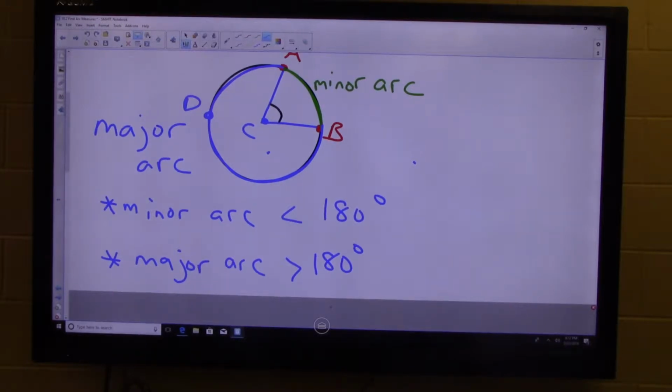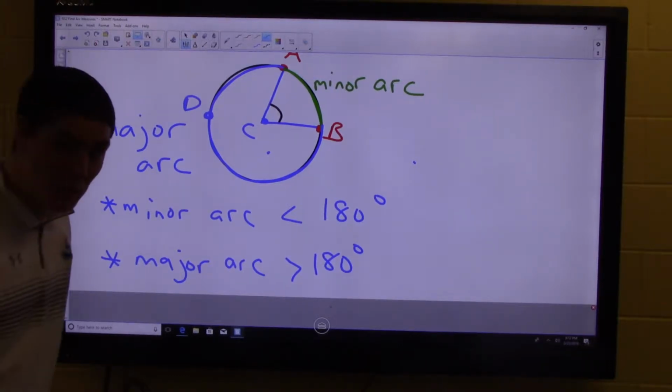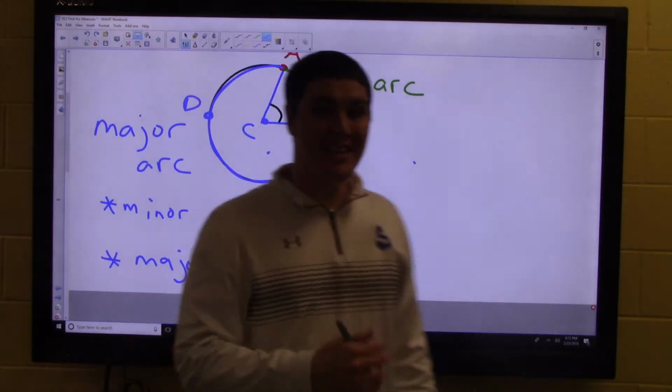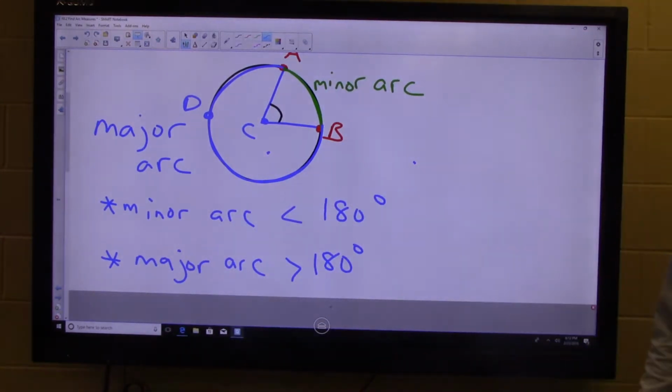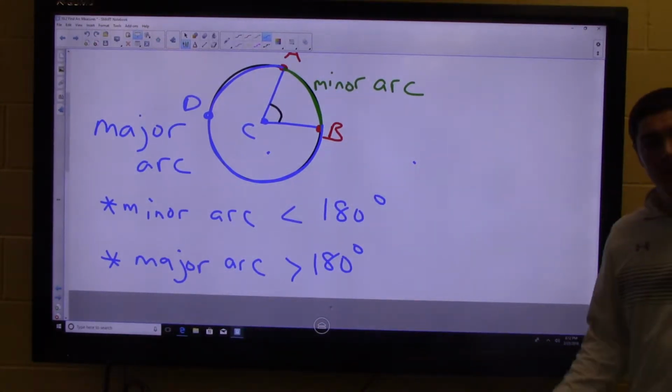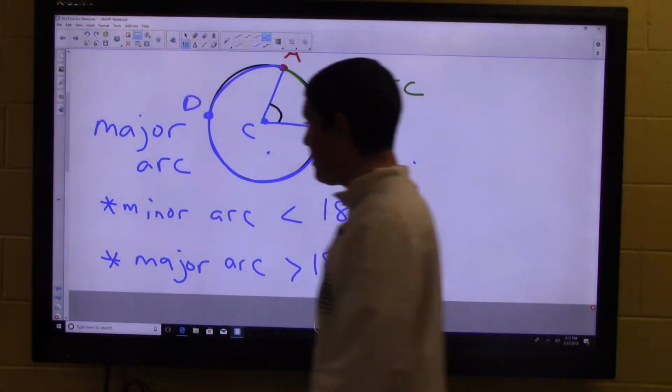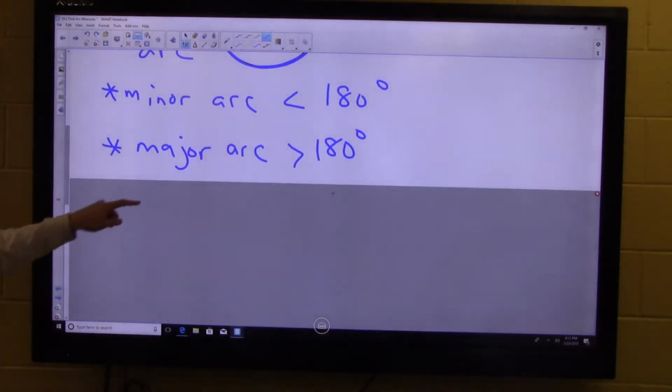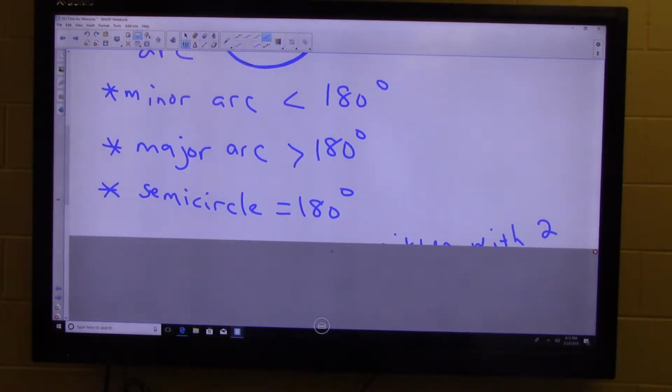We haven't talked about an arc that is equal to 180 degrees. What would we call an arc that's exactly half a circle? That's a hint: half. It's a semicircle. So a semicircle is equal to 180 degrees. There are three different arcs you could have: major arc, minor arc, and a semicircle. All right, so that's the idea.